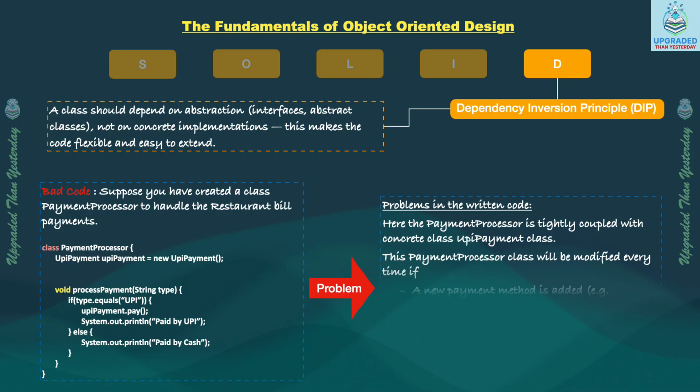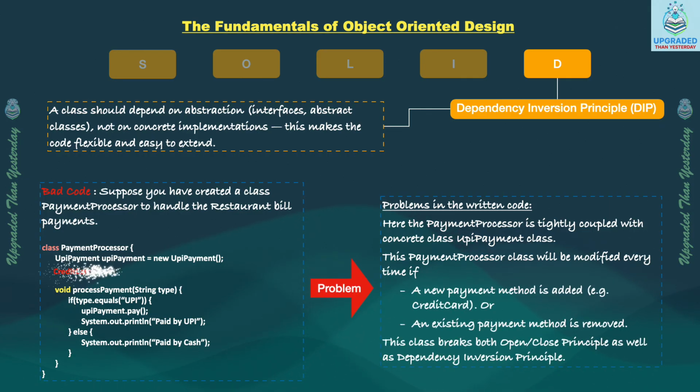So what are the problems? As we have already discussed, this class and method will be modified every time a new payment method is added, for example, credit card. One more if condition will be added to support the new payment method, or in case of removal of an existing payment method. Since this method is open for modification, the written code is violating the open-close principle. Also, it is violating the dependency inversion principle as the payment processor class is tightly bound with the UPI payment concrete class.